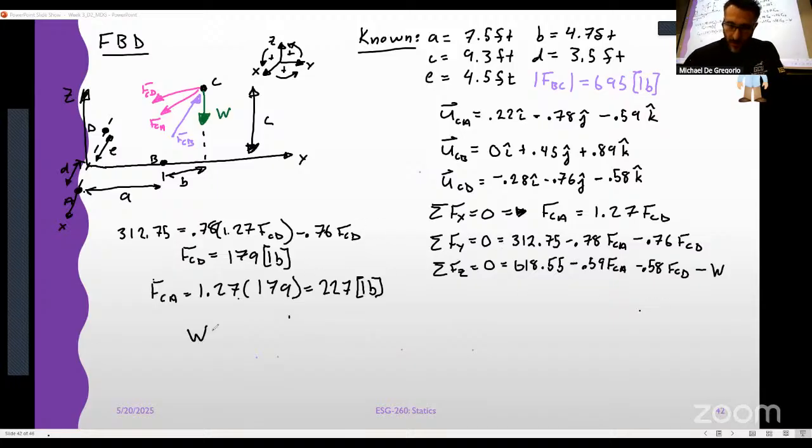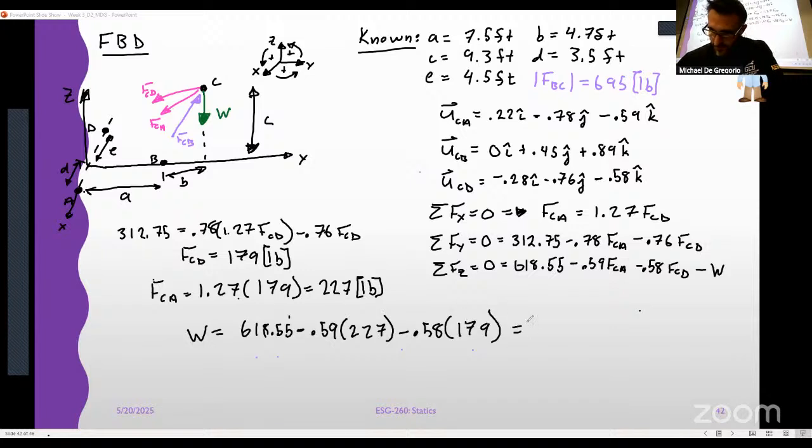And then finally, we just plug those numbers right into FZ, right? So we get that the weight is equal to 618.55 minus 0.59 times 227 minus 0.58 times 179, giving us a weight of 380.99, or just 381. Let's just call it 381. Be done with it. 381 pounds. All right.